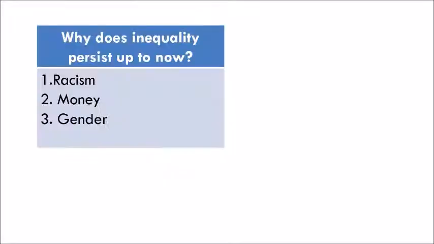Okay, so now thinking about the 3 ways of how inequality still persists, maybe the 3 most common answers can be racism. There's still a lot of racism in this world, right? Even in our country, guys, when we see someone that is not from the place we are from, we discriminate that person, right? We treat them differently. That is also racism.